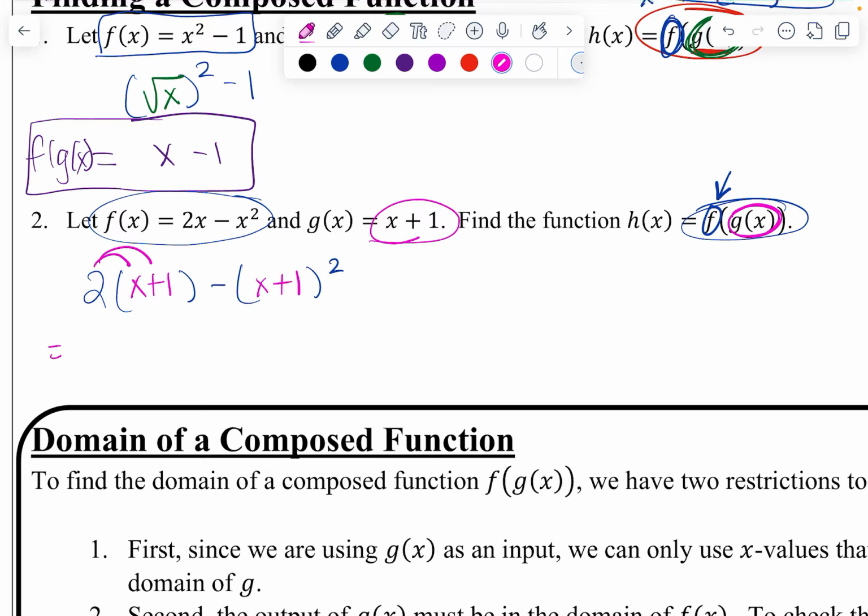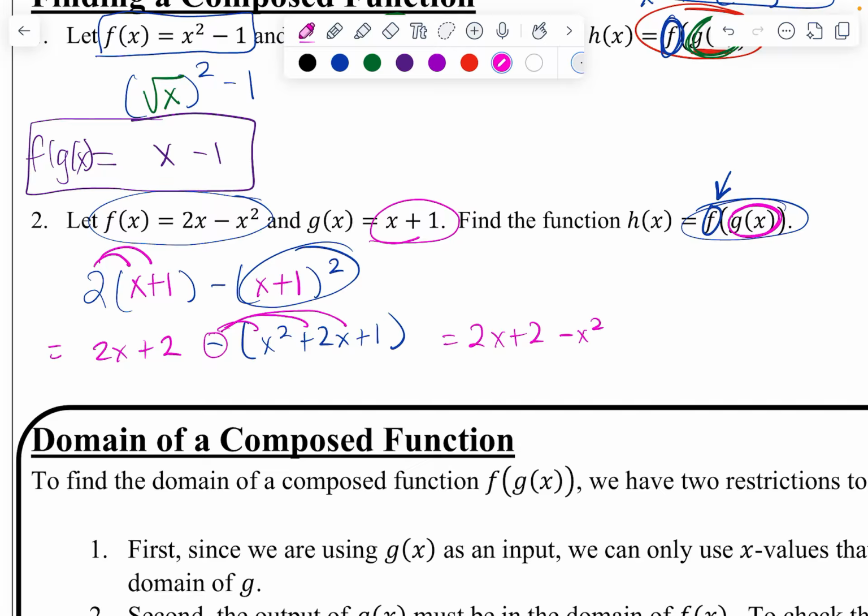We can distribute that 2. We get 2x plus 2 minus, and then we know x plus 1 squared is like foiling x plus 1 times x plus 1. That gives us x squared plus 2x plus 1. Don't forget to distribute this negative through. So we end up with 2x plus 2 minus x squared minus 2x minus 1. Simplify like terms. We get negative x squared plus 1 is our f of g of x.